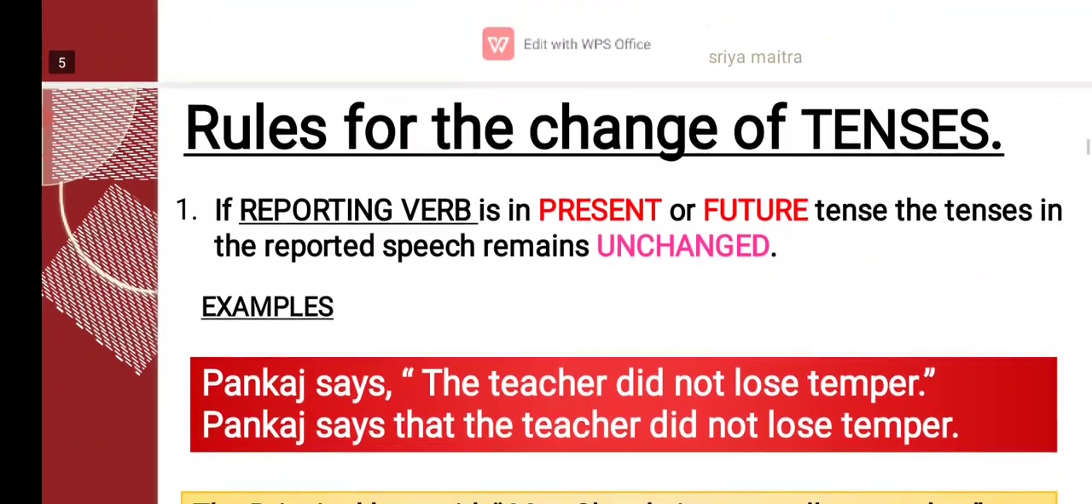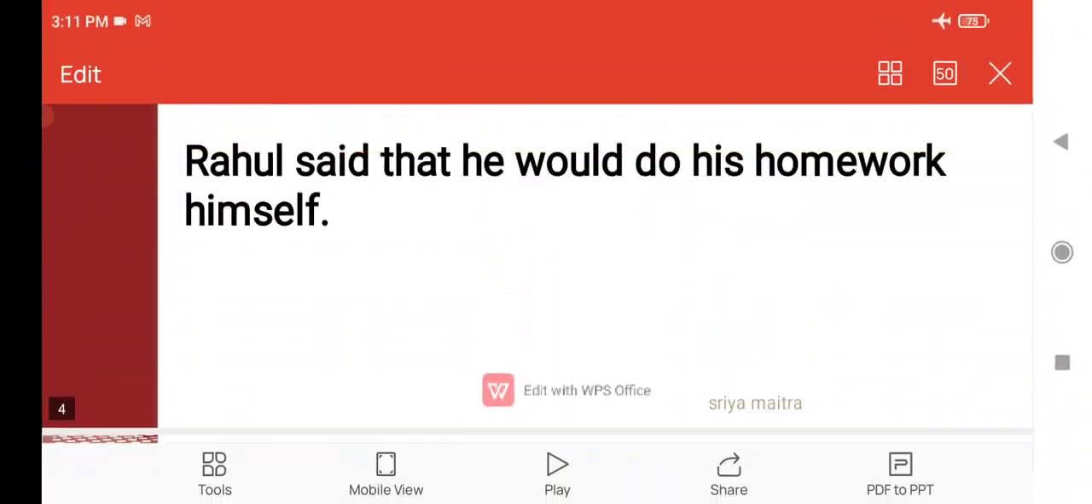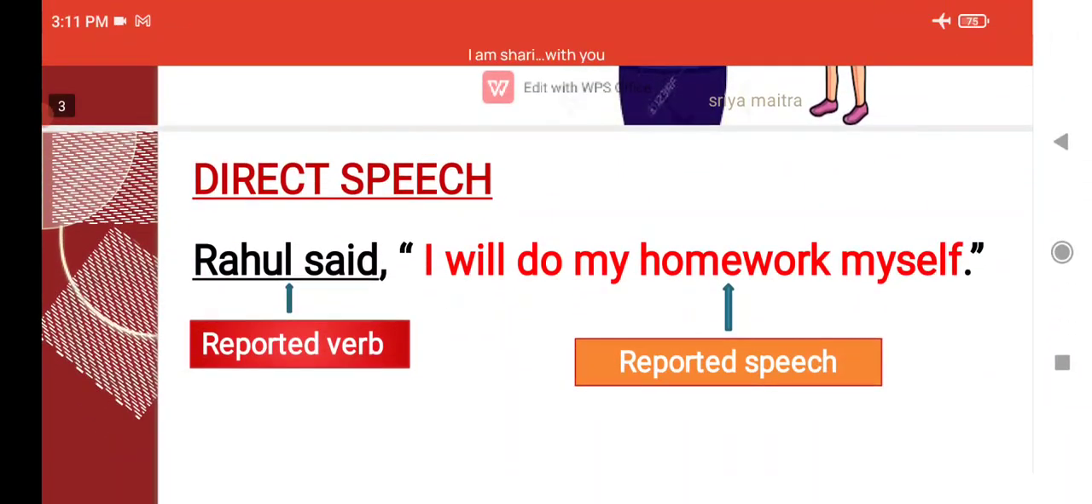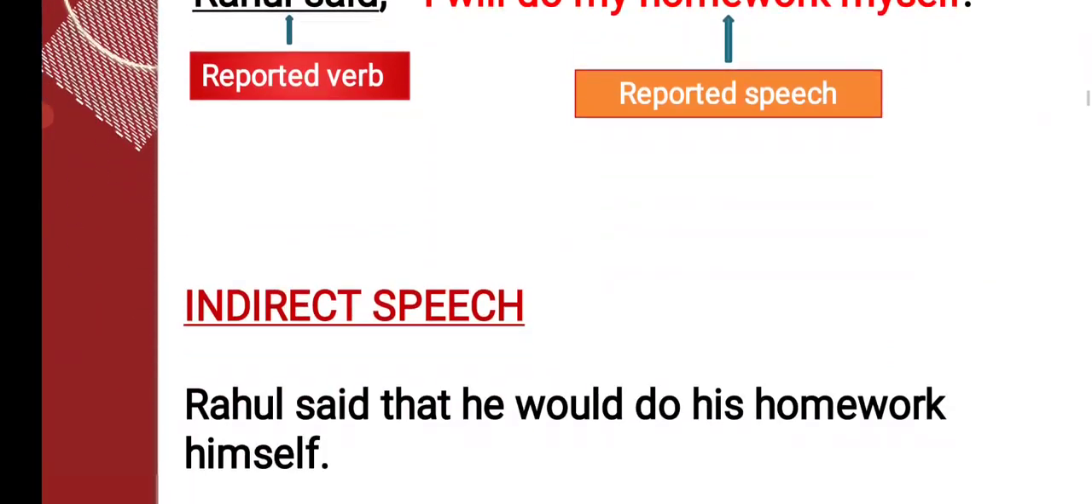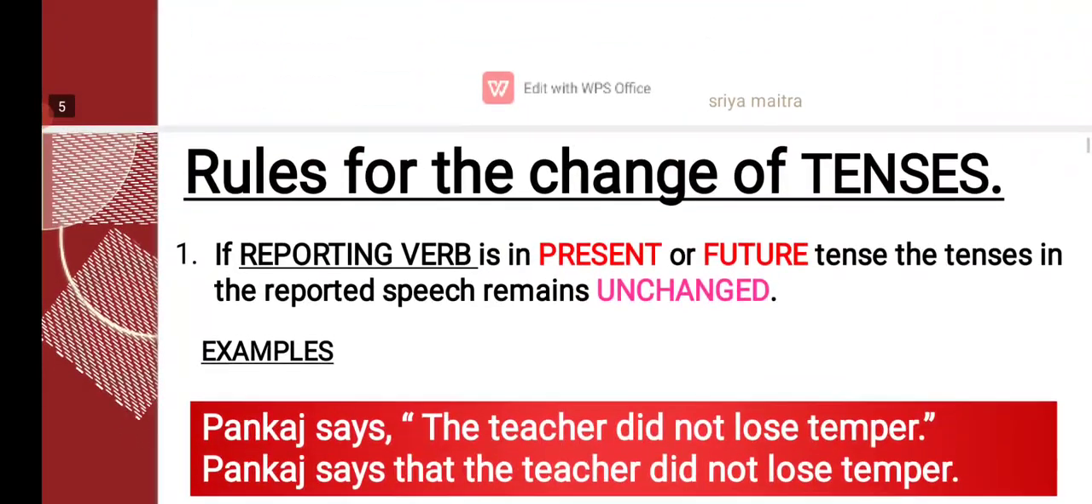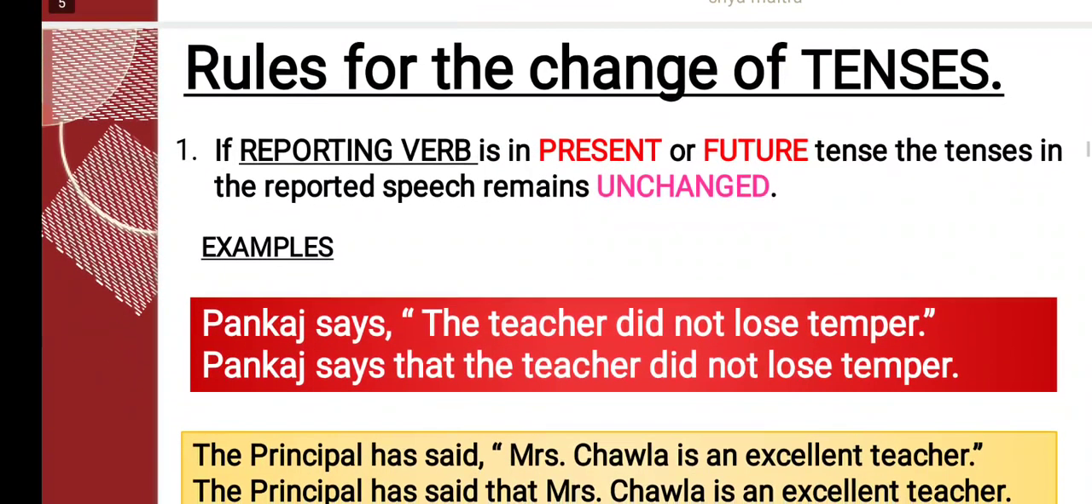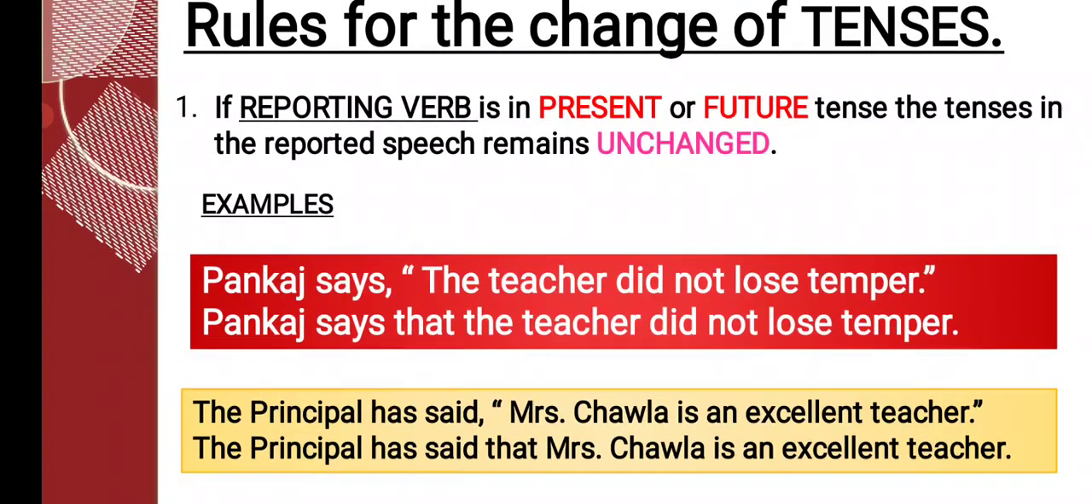If you know what the reporting verb is, it is here. "I have just..." this is the reported speech. "Rahul said", this is the reporting verb. If this reporting verb is in present tense or simple future, then you will make no changes in tense. For example, look at this example. Pankaj says. So here the reporting verb is in simple present tense, right? So there will be no changes in tense.